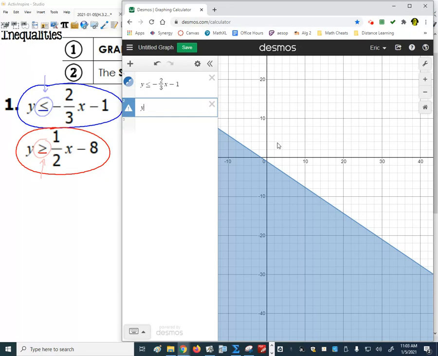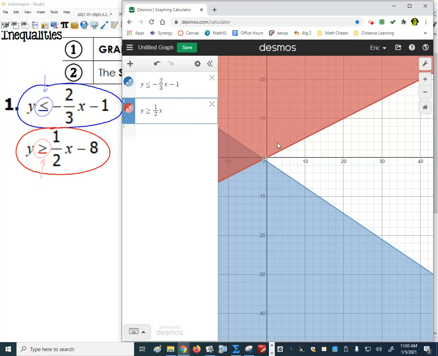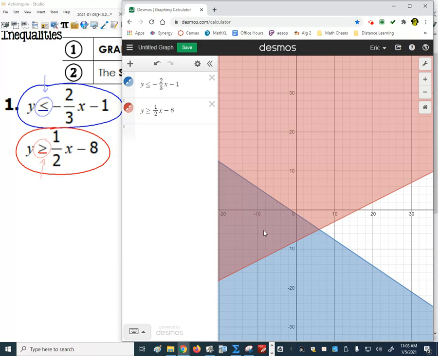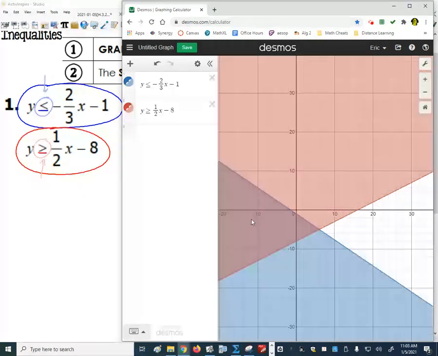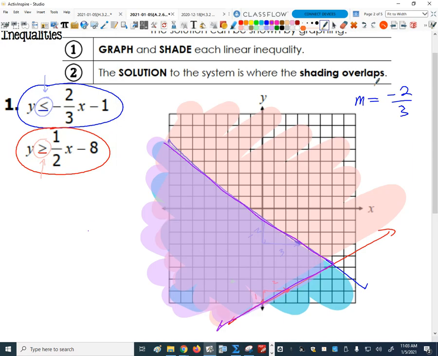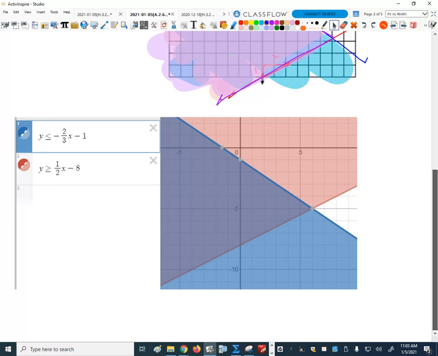Here's the second one. Y is greater than or equal to 1/2 x minus 8. And what do you know? There's our solution set, right? It's that double shaded region. Okay, and I've got a picture of that on here for our notes. So there's a little reminder of how that works. There it is.